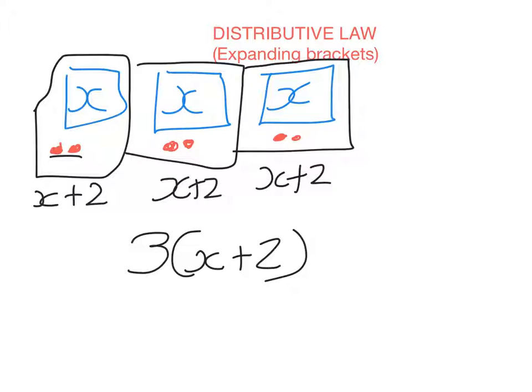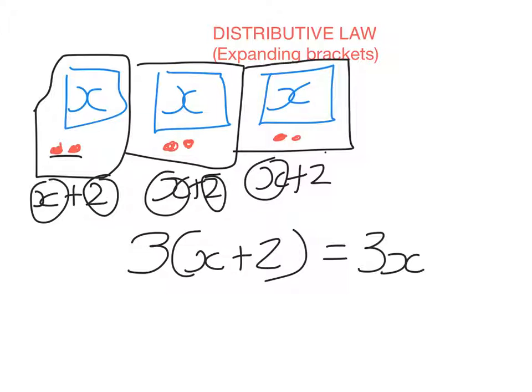But what we know is that the total number of lollies I have is X plus X plus X, which is 3X. I have 3X lollies plus 2 plus 2 plus 2, and 2 plus 2 plus 2 is 6. So 3 outside of X plus 2 must equal 3X plus 6. Let me explain it in another way. Please pause and copy this example down if you need.